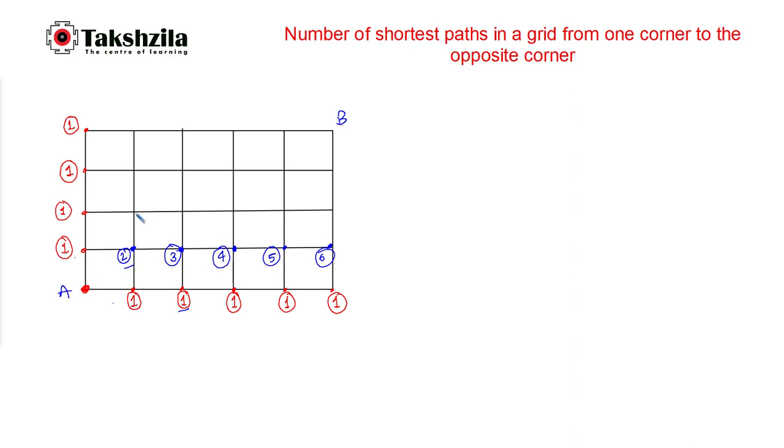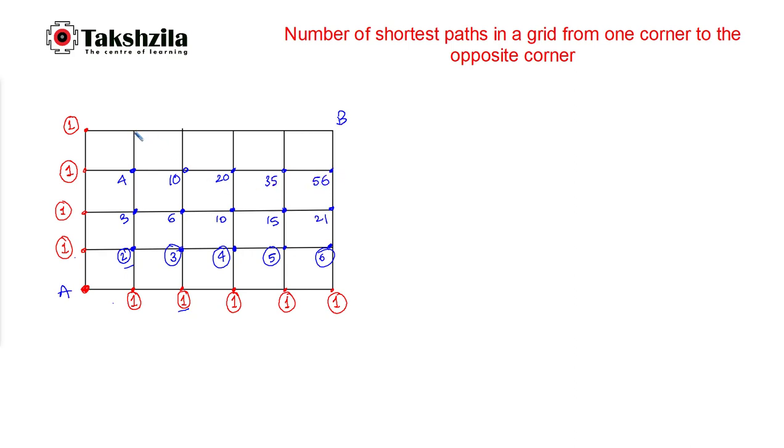After that, to reach this point, 2 plus 1, 3. Then now 3 plus 3, 6. 6 plus 4, 10. 10 plus 5, 15. 15 plus 6, 21. Now to reach this point, 1 plus 3, 4. 4 plus 6, 10. 10 plus 10, 20. 20 plus 15, 35. 35 plus 21, 56.